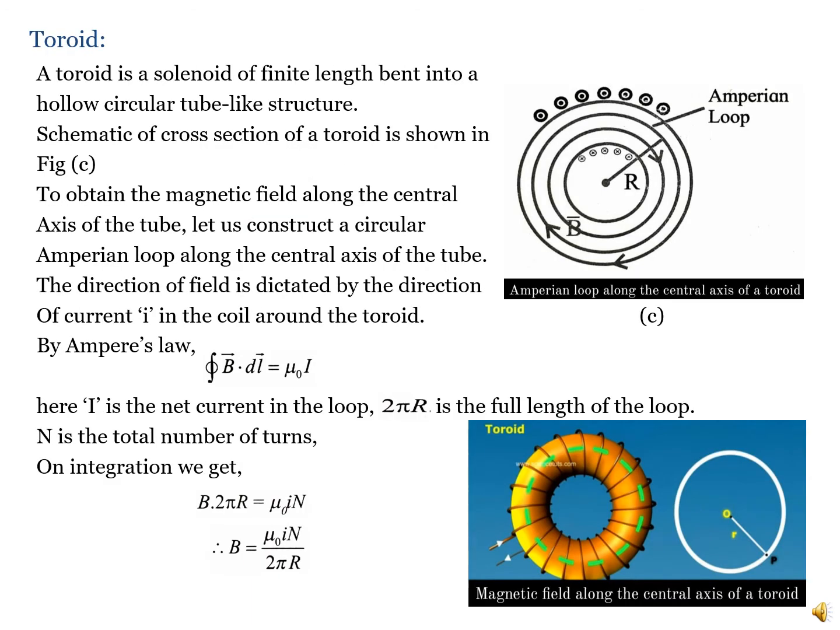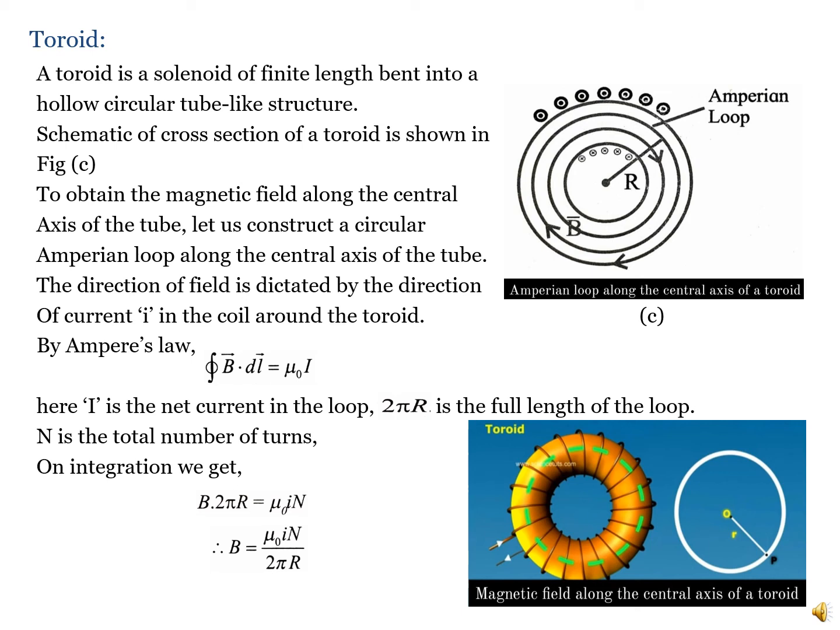Now let us consider how to obtain the magnetic field along the central axis of a toroid. You might have seen a pressurized rubber tube inside the tire of a vehicle. Toroid has the same structure. A toroid is a solenoid of finite length bent into a hollow circular tube-like symmetric structure. It is shown in the figure.